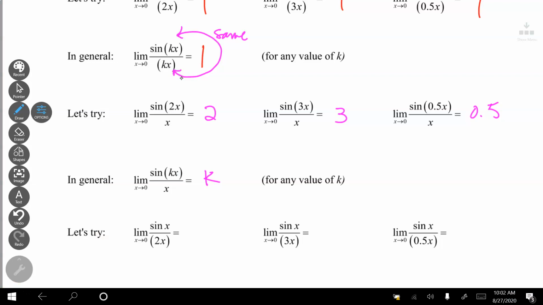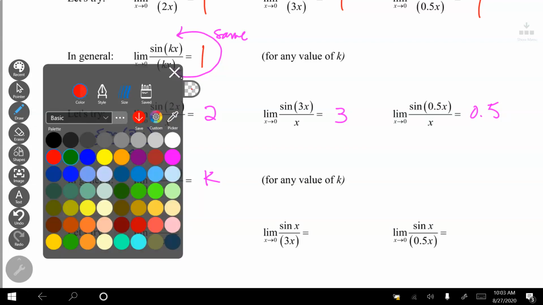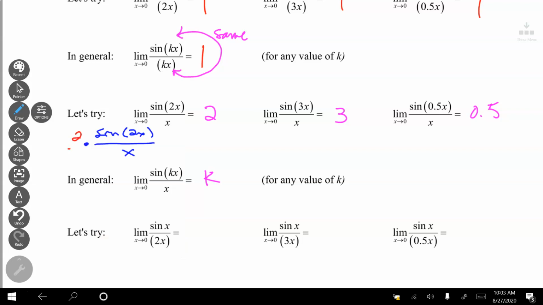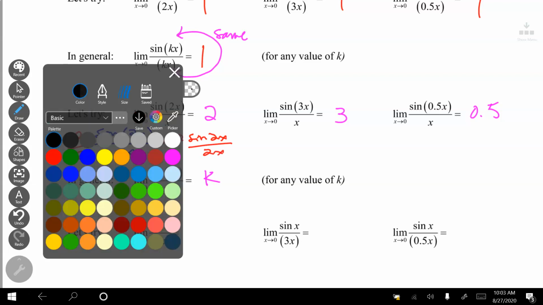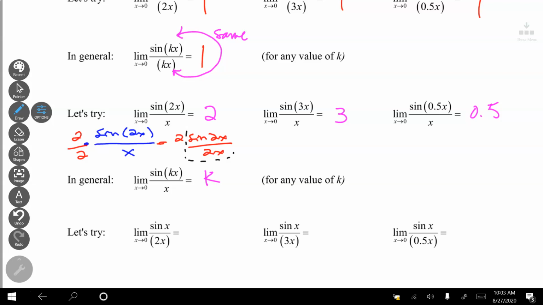And now I'm going to show you why. Because if I do sine of 2x over x, and I multiply it by the fraction 1. Well, let's see. Many ways to write 1. How about 2 over 2, and now I have 2 sine of 2x over 2x, and we saw that this sine of kx over kx, as long as they're the same, this part is equal to 1, so I have 2 times 1.